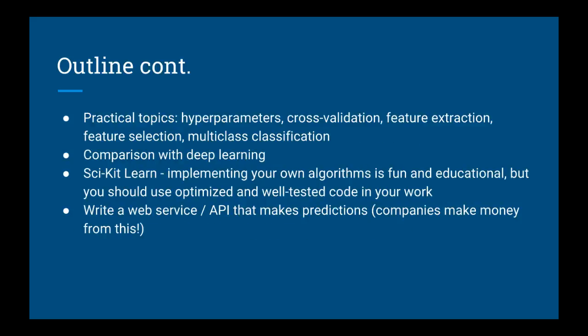Once we've studied these algorithms, we'll move to more practical machine learning topics: hyperparameters, cross-validation, feature extraction, feature selection, and multi-class classification. We'll do a comparison with deep learning so you understand the pros and cons of each approach. We'll discuss the scikit-learn library, because even though implementing your own algorithms is fun and educational, you should use optimized and well-tested code in your actual work. We'll cap things off with a very practical real-world example by writing a web service that runs a machine learning model and makes predictions. This is something that real companies do and make money from.